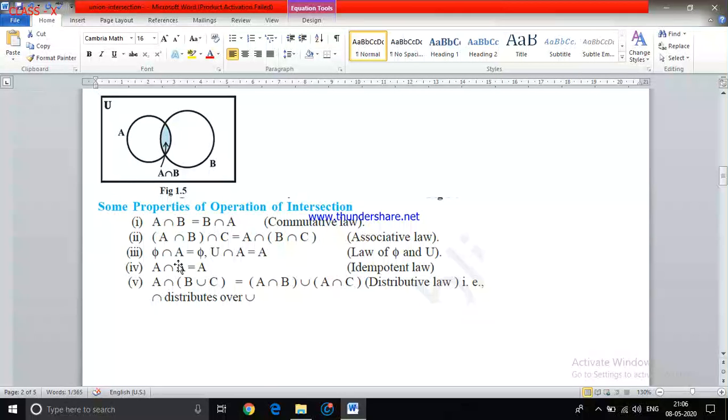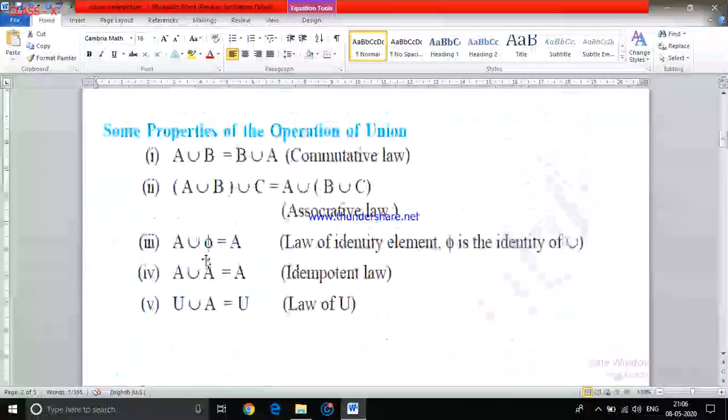Empty set intersecting with A. Understood? That means the common elements of the empty set and the set A. Do you have anything common between an empty set and set A? The empty set has no elements and A has some elements. Then the common elements will be empty again. Right? So that's why empty set intersection A is again empty. But when we discuss the union, empty set union with A is equal to A.